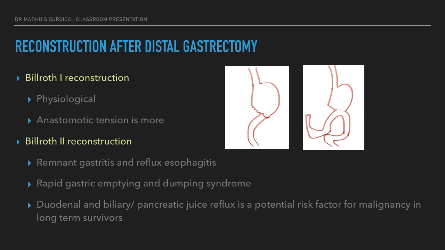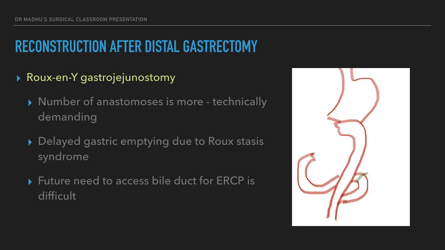Then the duodenal and biliopancreatic juice can reflux into the stomach, and when it refluxes for a long period of time, this can be a potential risk factor for malignancy. So what is called the gastric stump carcinoma can occur in long-term survivors following a Billroth 2 reconstruction.